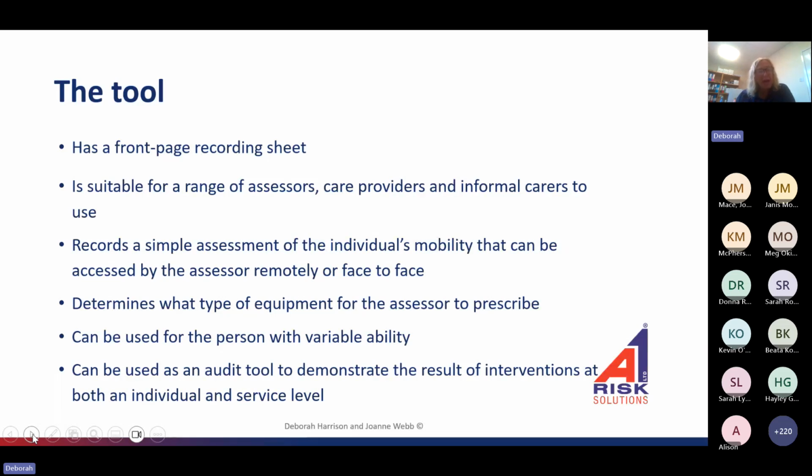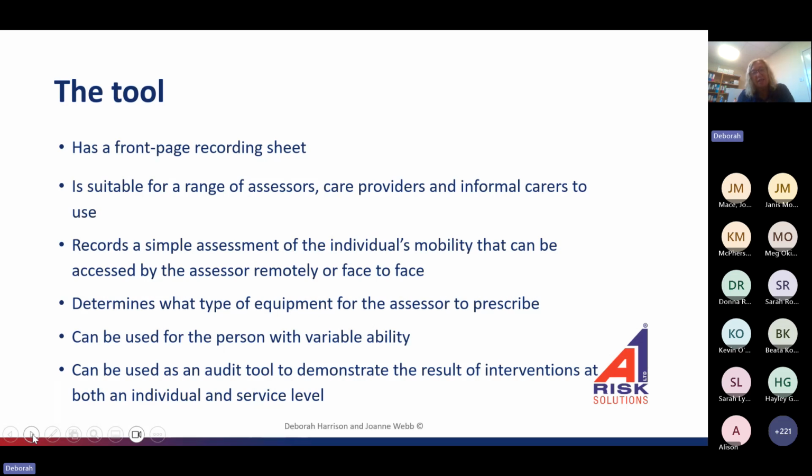The front page was the recording sheet, and that's what we developed with Dudley Council. It was great to work it and rework it with the people that were actually going to use it. Because we did that as part of the training, it gave them ownership, and they really bought into the tool.